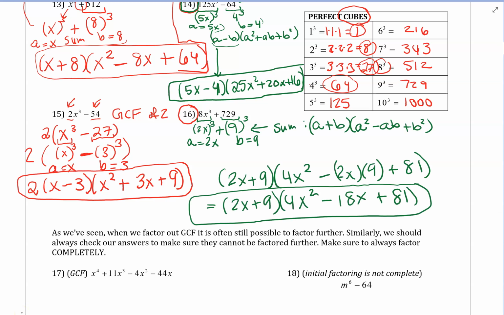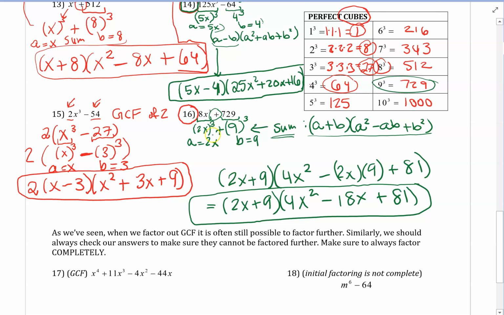So in 16, hopefully you recognize a was 2x, because 8x cubed is the cube of 2x. B was 9, because 729 is 9 cubed. We saw that in our table. And they're being added. So this is a sum of cubes. And here's the formula for factoring that. A plus b times a squared minus ab plus b squared.